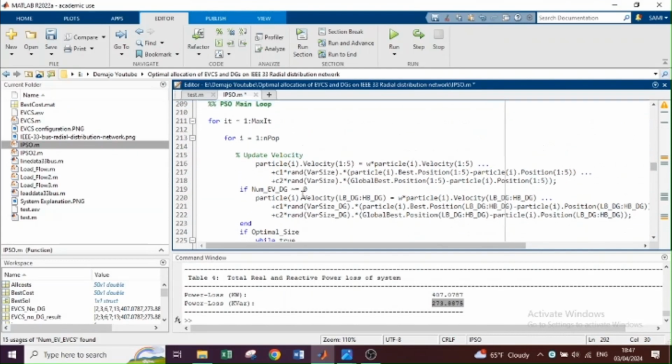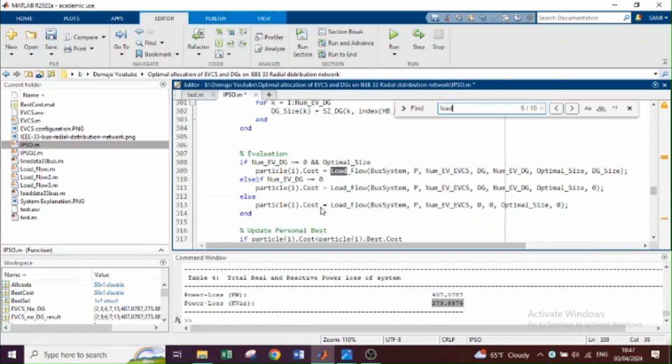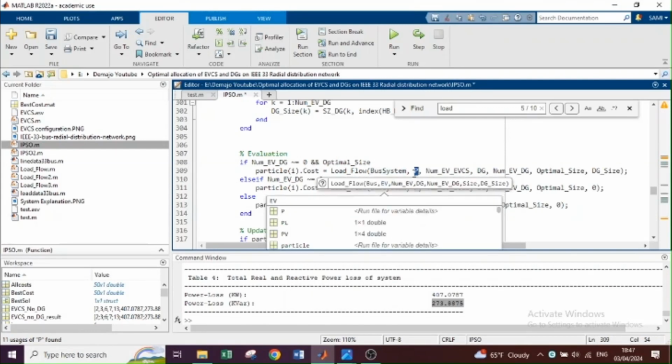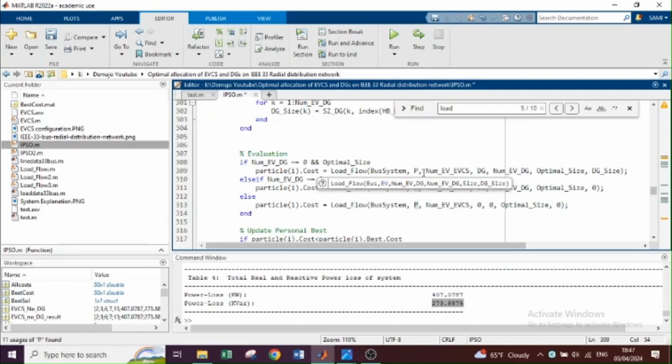Furthermore, we can go ahead and see the load flow. I'm not sure if you can. Oh yeah, I found it. So the load flow has some parameters there, and the first one determines the bus type. I mean, the bus system is 33 actually. The P is the location of the EV charging stations. The number of EV charging stations would be 5 in this case.